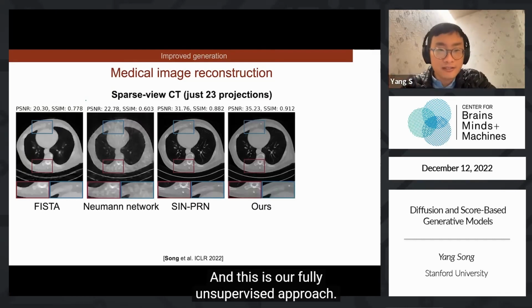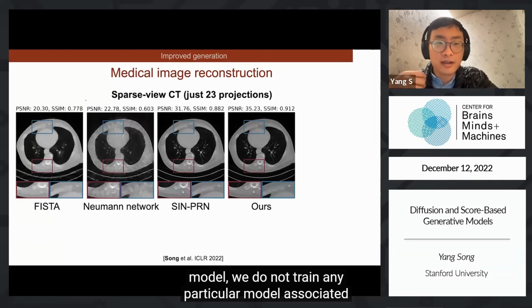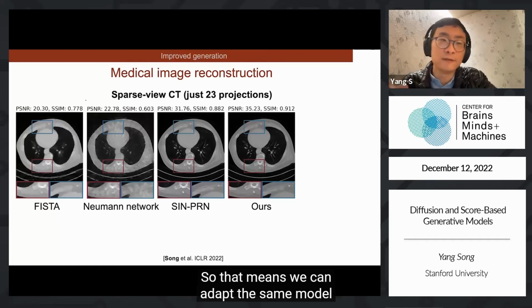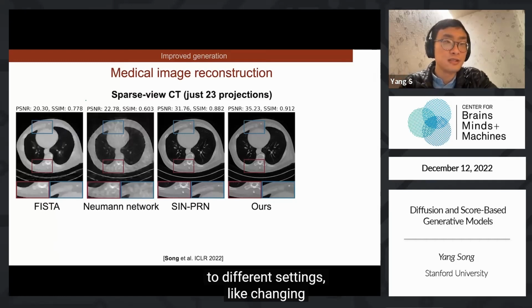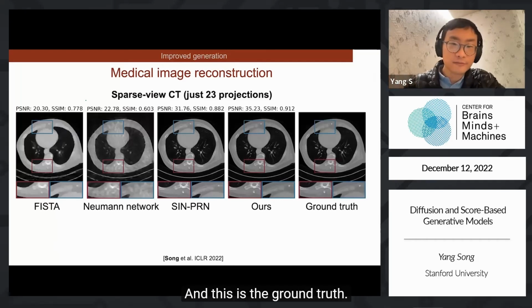And this is our fully unsupervised approach. So because we only train one unconditional score-based model, we do not train any particular model associated with this 23 projection setting. So that means we can adapt the same model to different settings, like changing the number of projections later after training. And this is the ground truth.